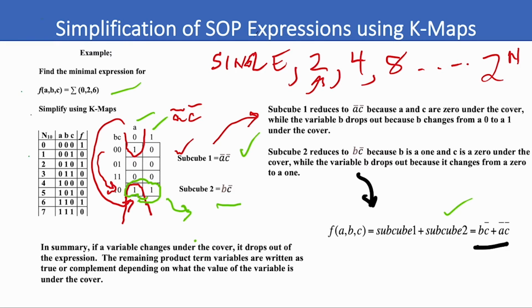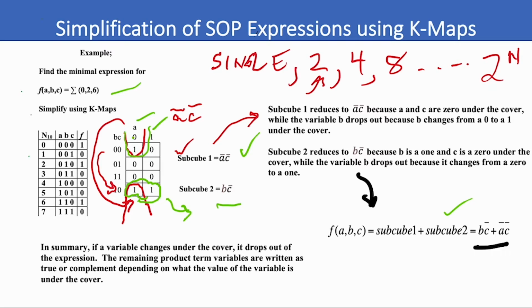In summary here, if a variable changes underneath the cover, it drops out of the expression. So A changed from a 0 to a 1 in this expression. Under the cover, from here to here, A went from 0 to 1. It drops out then. It's gone. And we look down here, what didn't change? Well, B and C did not change.